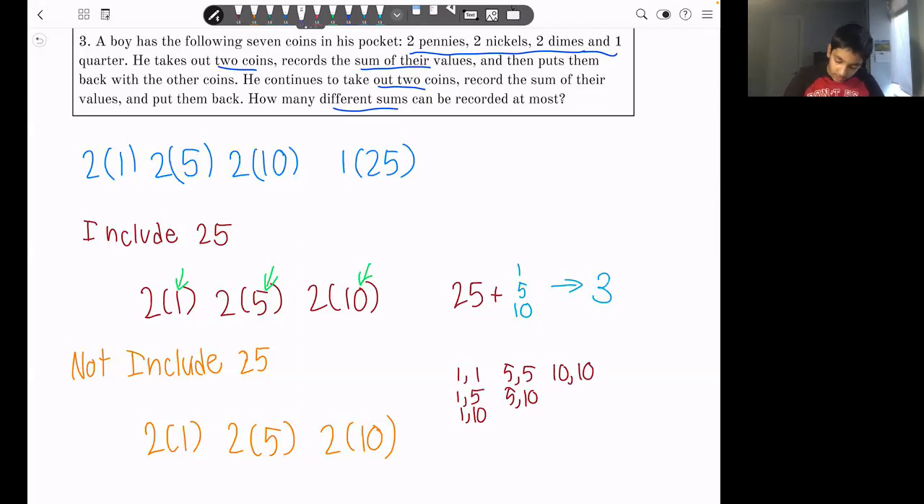So hopefully this is clear. We can always choose 2 coins. So we can choose 1 1, 1 5, 1 10, 5 1, but we already counted that, so we won't include that. And then 10 and 10, we already included the 10 with the other coins, so we really only have 10 with itself. So there's 6 possibilities. The total is just 6 plus 3, or 9. Any questions?